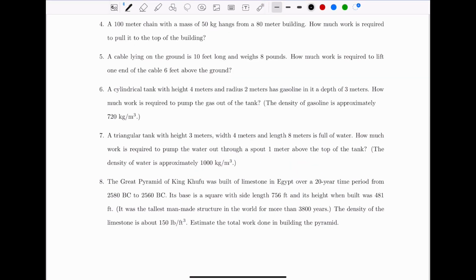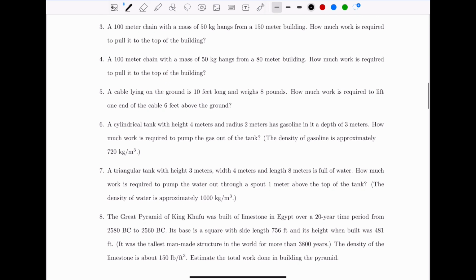Let's take a look at example 4. Notice that example 4 is actually quite similar to example 3. We have the same length of chain, has the same mass, so the density will be the same. The only difference is now the chain is suspended from a shorter building, 80 meters. And the effect is going to be that part of the chain is coiled up on the ground, and part of the chain is suspended in the air. So we want to know how much work is required in this scenario.